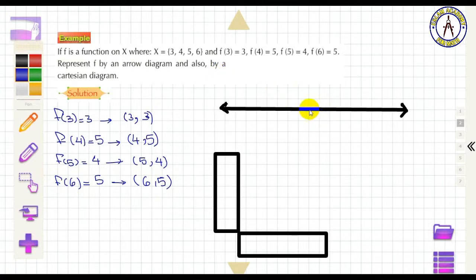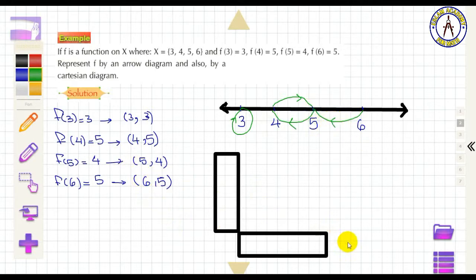We can represent by arrow diagram, just we have to put the points 3, 4, 5 and 6. The first ordered pair, 3 and 3. The second, 4 and 5. 5 and 4. 6 and 5.